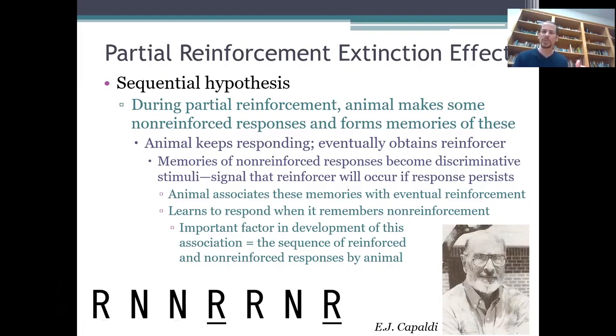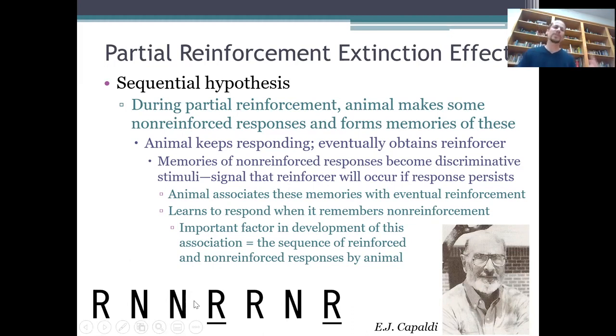And so again, it learns to associate its memories of non-reward, non-reinforcement, with eventually getting the reinforcer if it keeps at it. Okay. So the sequence of reinforced and non-reinforced responses is what produces this association between its memories of non-reward and eventual reinforcement. But obviously a continuously reinforced animal would never experience that, right? It would never get reinforced while it remembers not getting reinforced, because every response gets reinforced, right? And so it can't associate its memories with eventual reinforcement like a partially reinforced animal would.